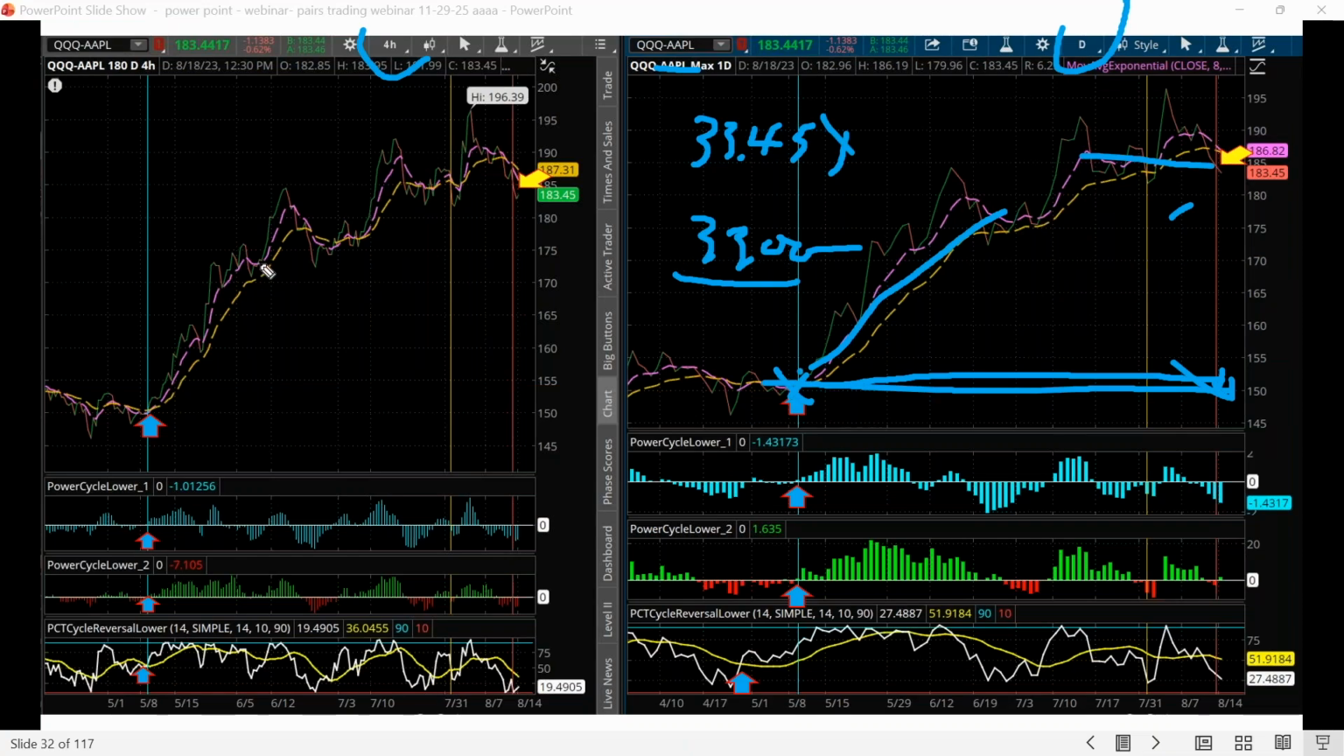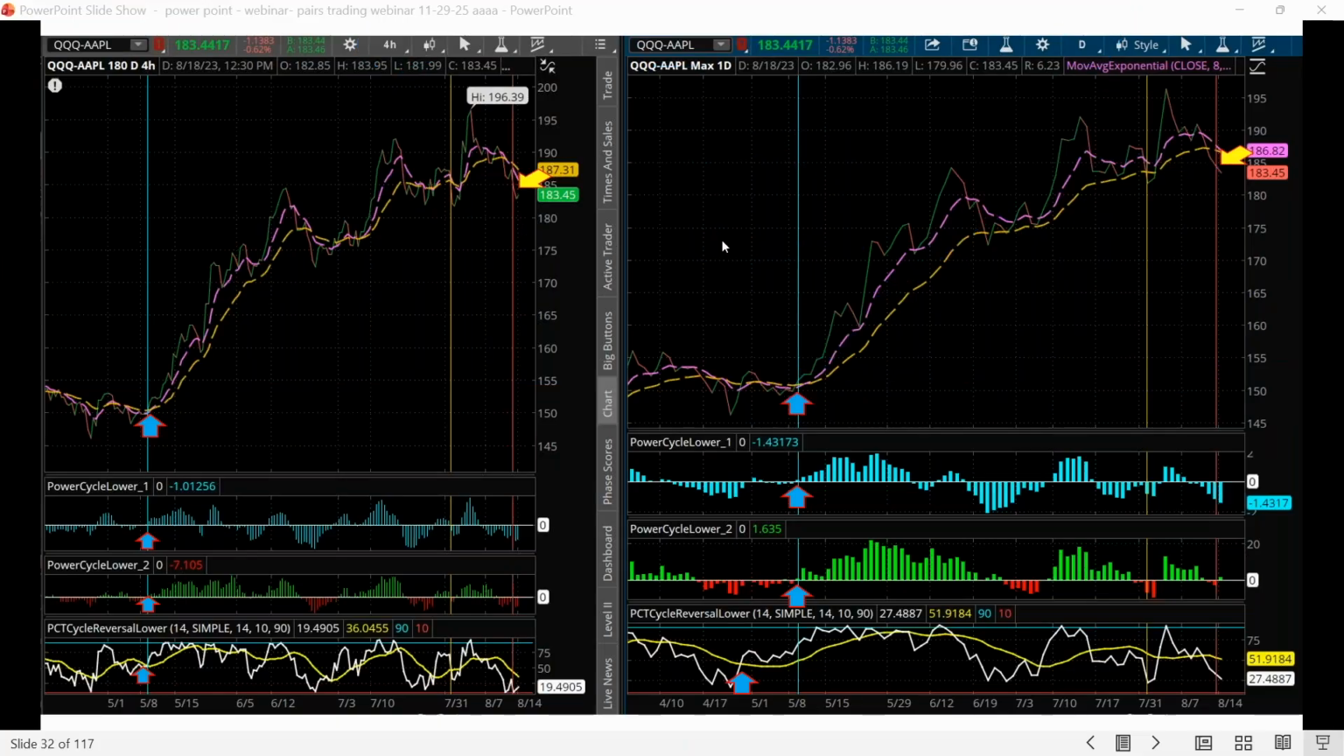So you can just see the potential of these types of pairs trades, the strength and weakness, and the money that you can make off these types of trades.